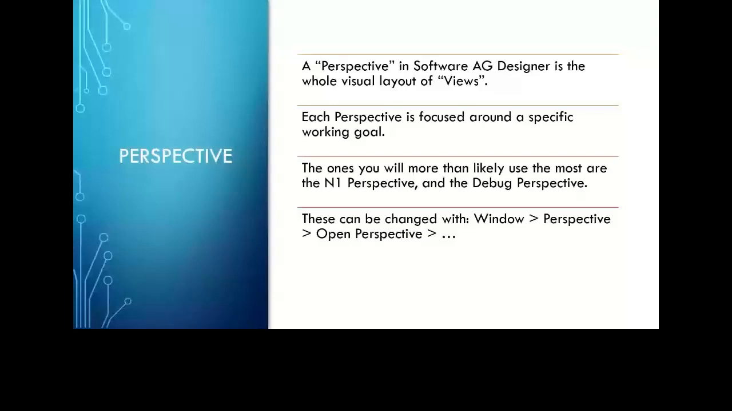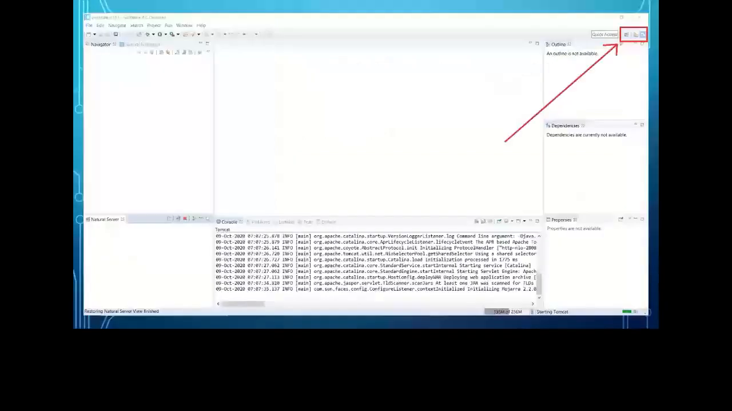Then there's a debug perspective also, which, if you set up the Natural debug attach server, you will use as well. And you can change that by going through Window, Perspective, Open Perspective to pick any that you like. There are tons of others, but we usually only touch those two.